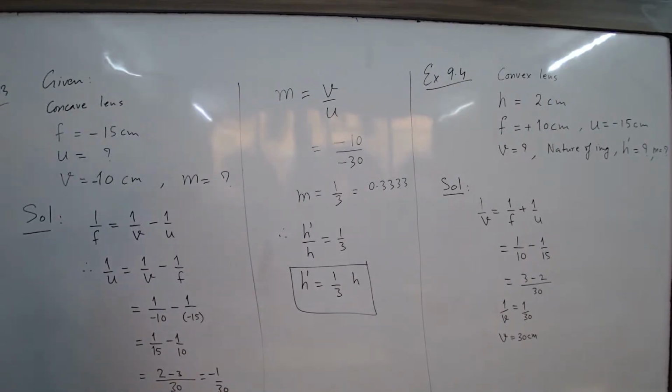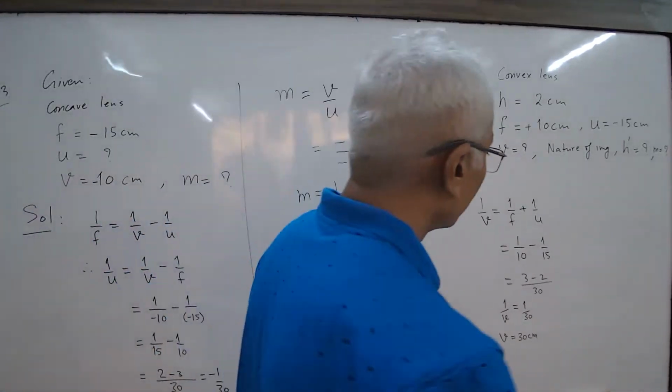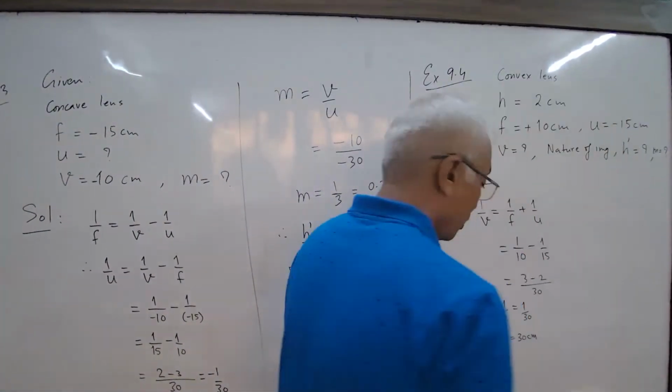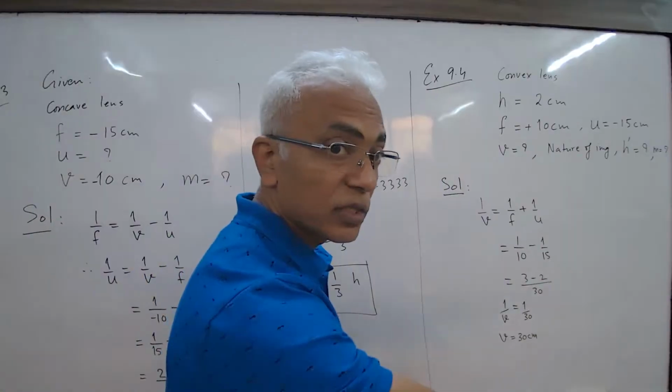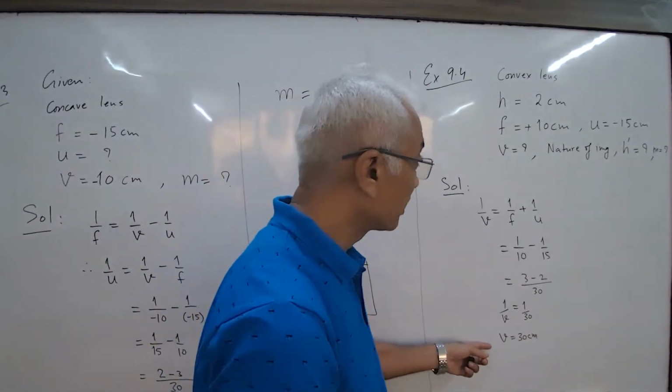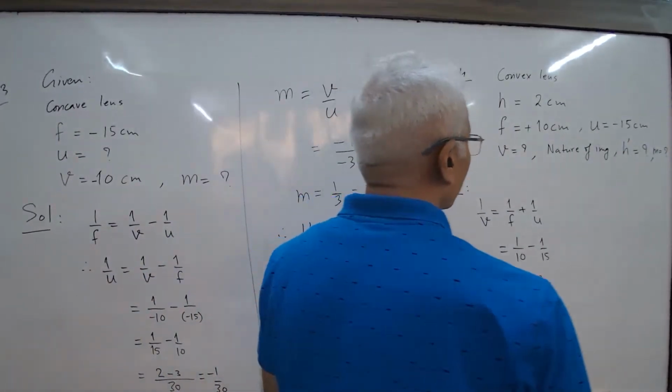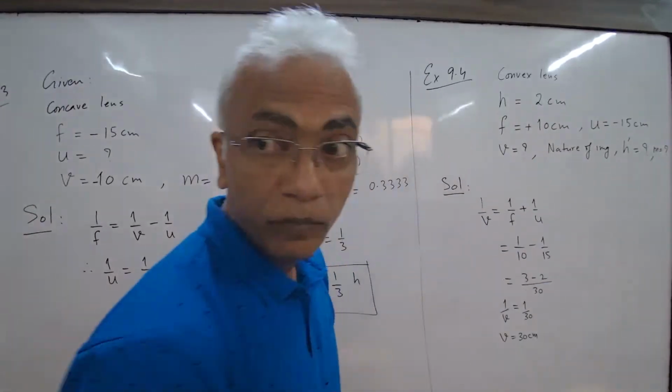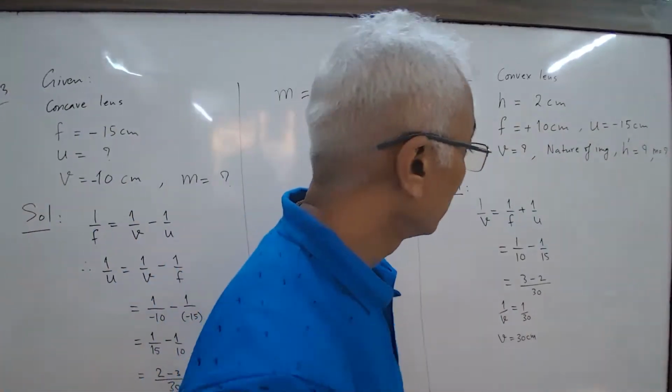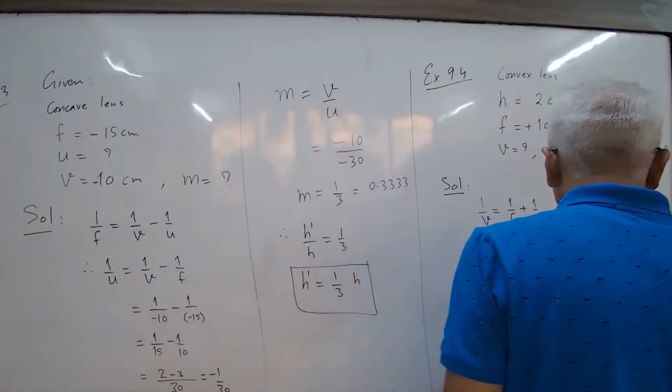So V is positive, so image has to be real and inverted. Positive V means image on the other side. So in case of lens, it is real and inverted. Here it will be enlarged. So that we'll find after we calculate the magnification.